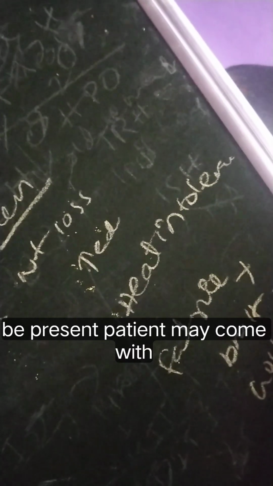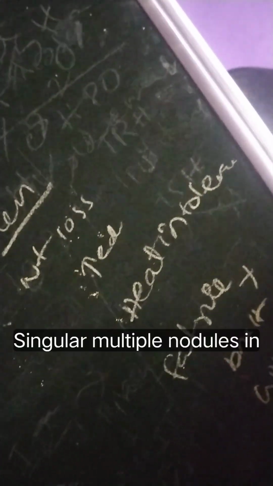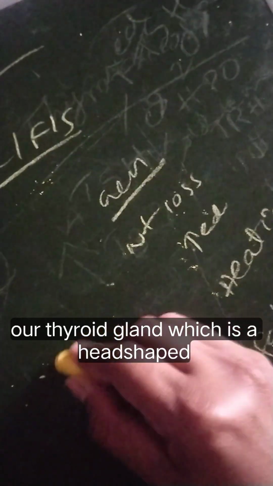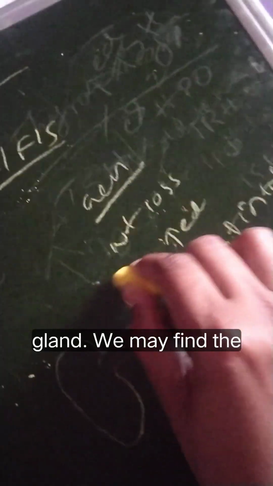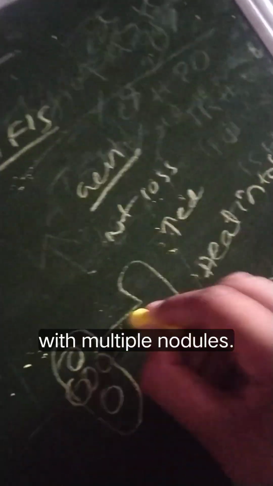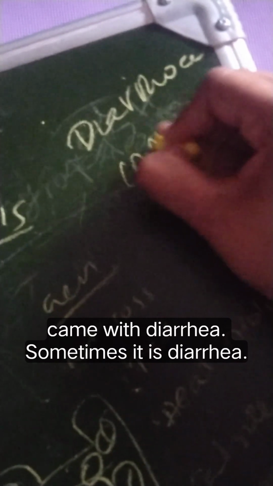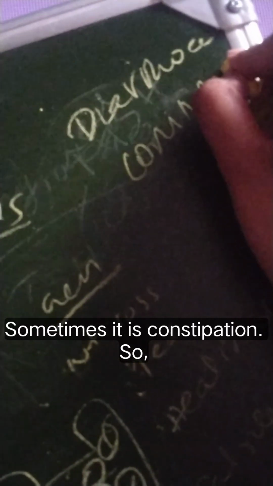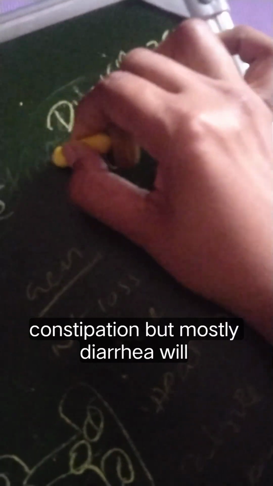Goiter may be present. The patient may come with an enlarged thyroid gland, with single or multiple nodules in the butterfly-shaped gland. Then in GIT complaints, as we discussed in the case, the patient came with diarrhea. Sometimes it is diarrhea, sometimes constipation. Very few cases have constipation, but mostly diarrhea is present. Constipation is mostly seen in hypothyroidism.